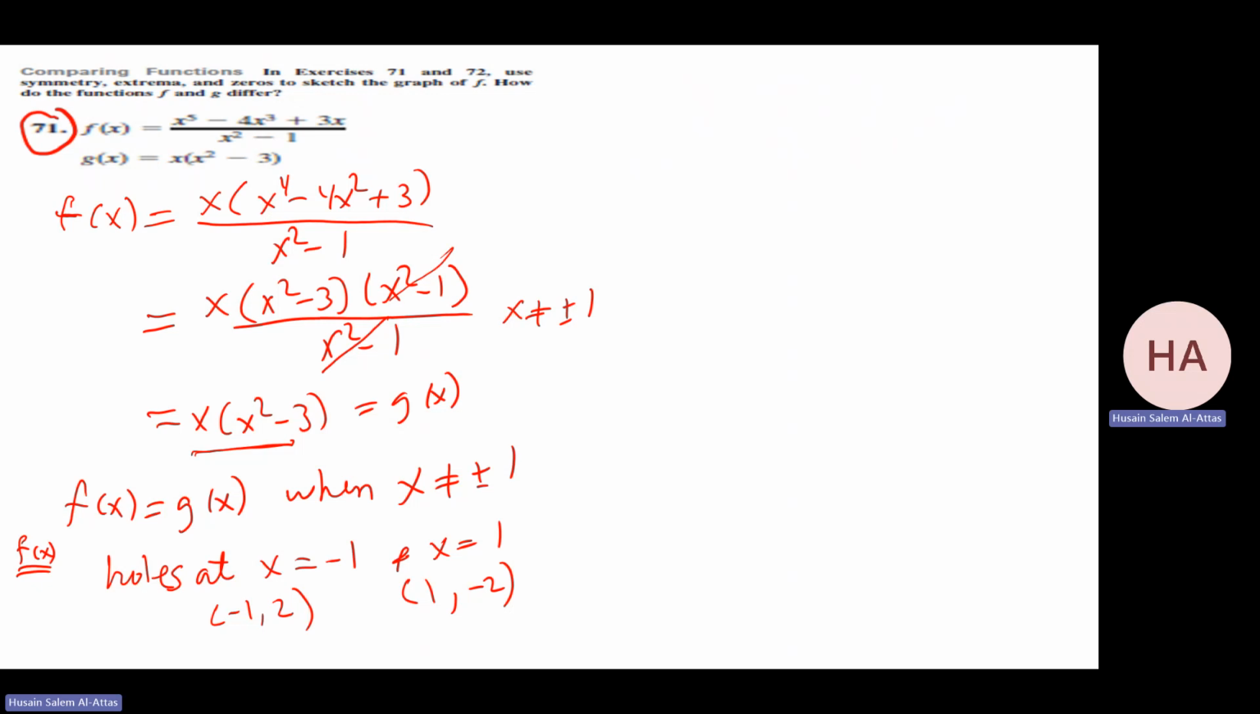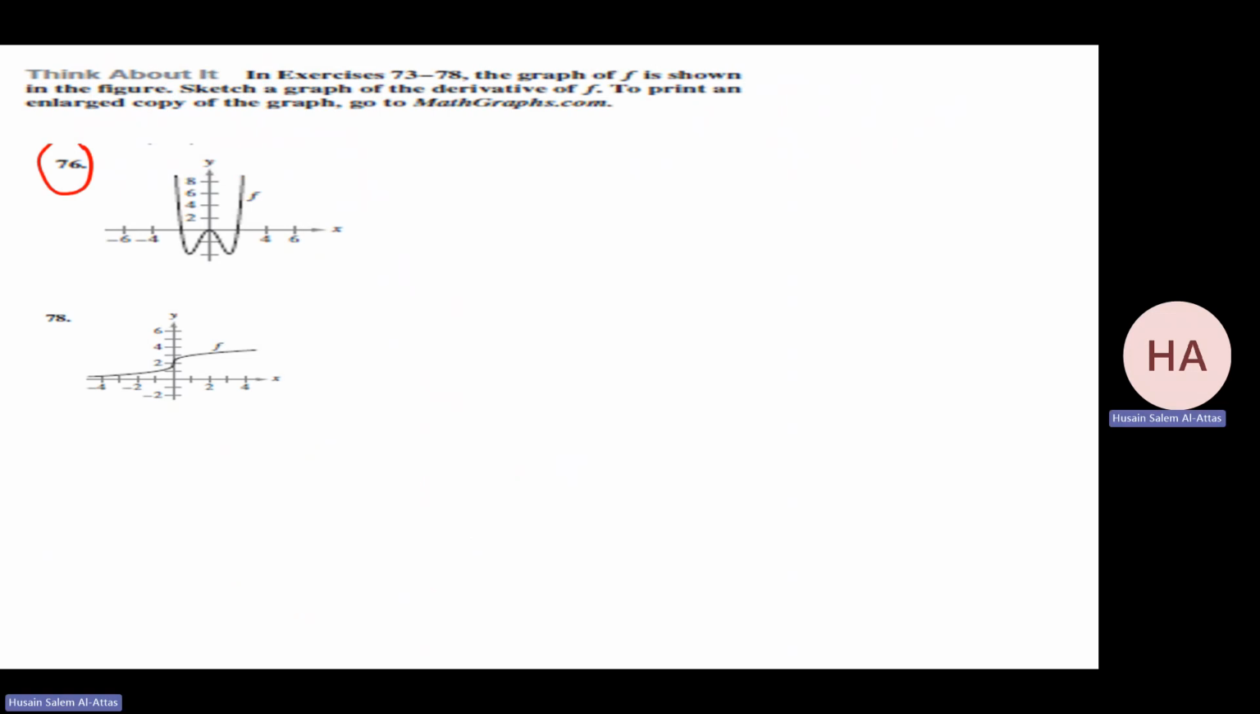So these two functions are the same. And I think you can graph this one easily, so I'll leave it for you. But this is the main idea. These two functions are the same, except at one point. Think about it. The graph is shown. Sketch the graph of the derivative.